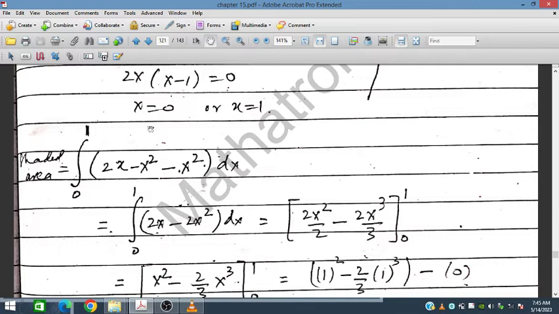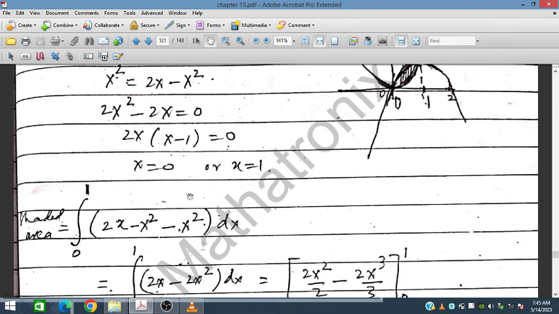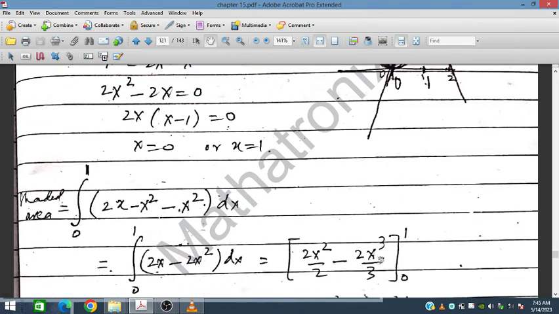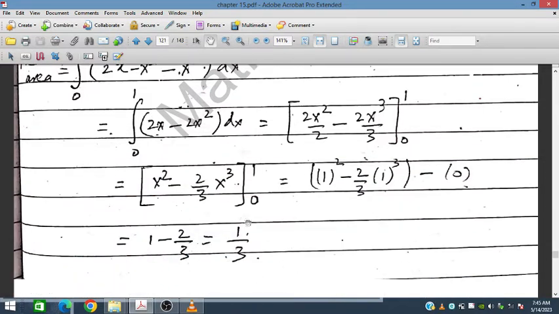This is the most important part. If we can draw this figure, we can estimate it. The rest is the simple simplifications. We have obtained this one.